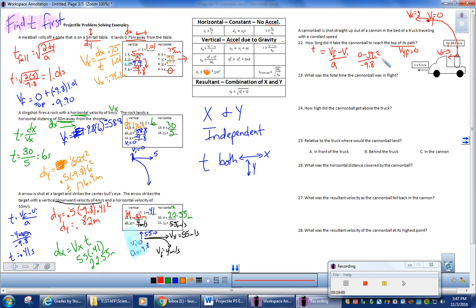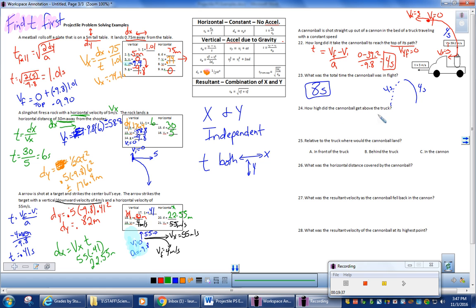So it will take about 4 seconds for our cannonball to get to its highest point. What's the total time of the cannonball in flight? Well, if it takes me 4 seconds to go up, then it should take me 4 seconds to go down. So my total time will be 8 seconds.